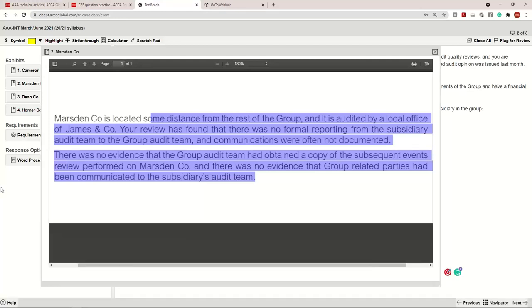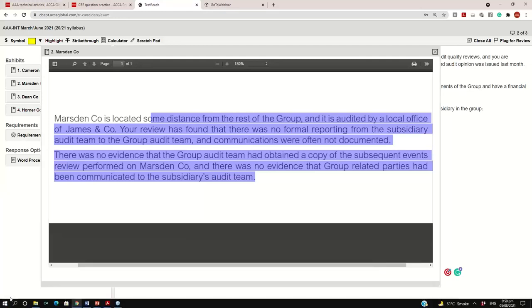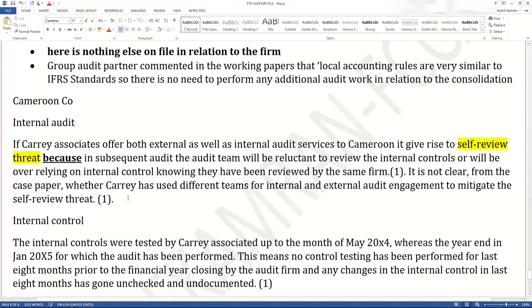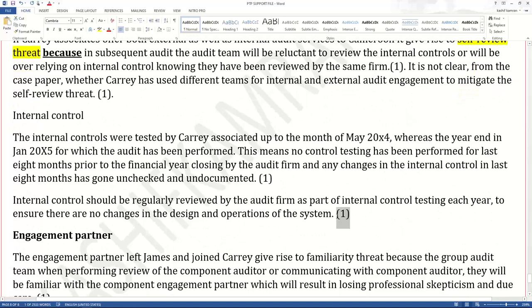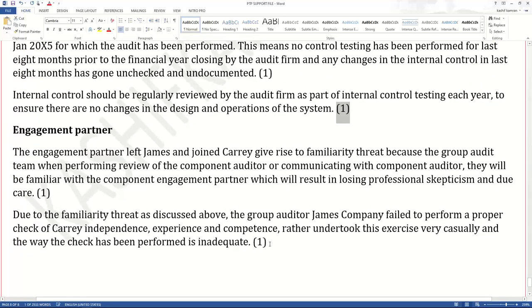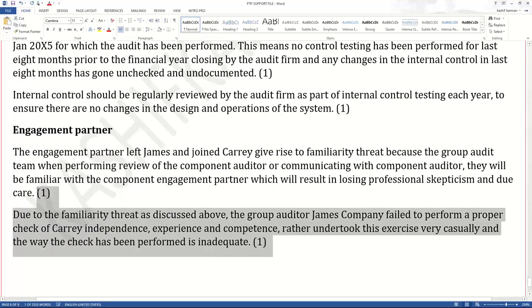No, Hamza, we have not drafted enough for 8 marks. This is a webinar, right? I cannot just draft everything for you. See, how many marks have I drafted for you? I have drafted 2 marks under internal audit. I've drafted 1 mark under internal control. That's 3. Another 1 mark under internal control, 4. Under the engagement partner, I've drafted 2 marks, 6. I've drafted 6 out of 8 marks for you.